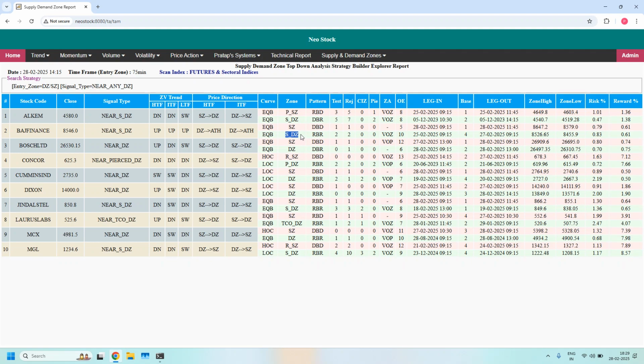And Bajaj Finance is a valid 75 minutes high liquidity zone. Next, Jindal Steel is having a 75 minutes high liquidity demand zone. MGL is a pierced zone, you can't use it. For pierced zones, you can use other strategies, but not the high liquidity zone strategy. So in total we identified 2 valid 75 minutes high liquidity zones from this list.